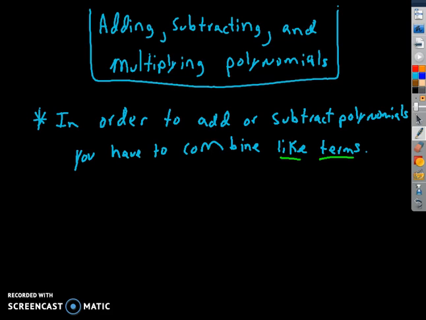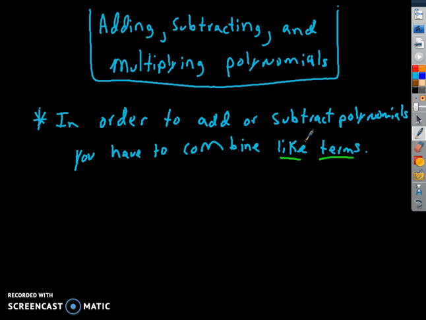Okay, so this video is about adding, subtracting, and multiplying polynomials. So the first thing you may already know, but I want to make sure we're all clear on, is in order to add or subtract polynomials, you have to combine like terms. It's only for adding and subtracting. It doesn't apply to multiplying and dividing them. All right, but in order to add or subtract them, we have to combine like terms.